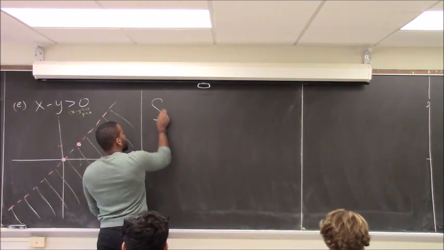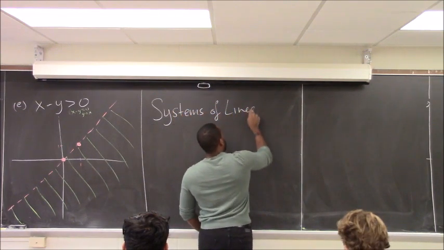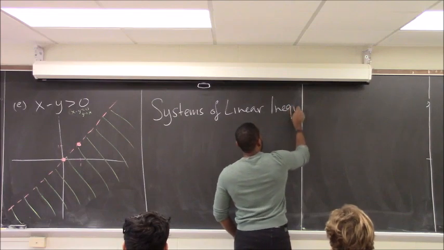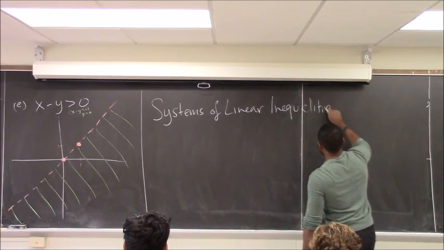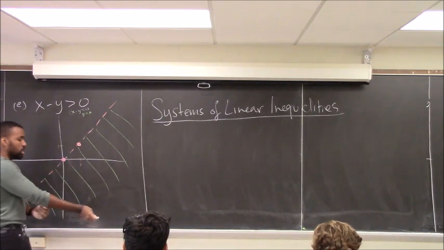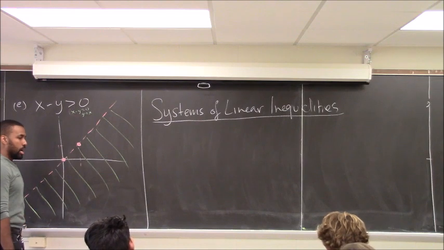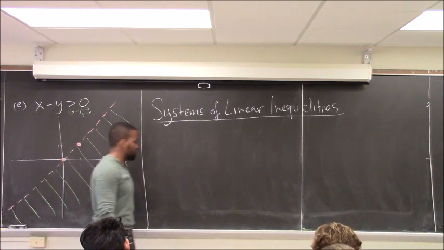I want to talk about systems of inequalities. So now you know how to deal with one of them at a time. How do you deal with multiple of them? So if I give you a list of inequalities that I want to satisfy all at the same time, how do I figure out how to actually do that?